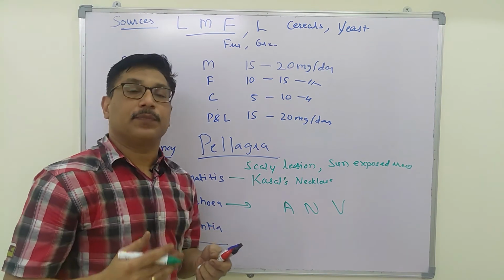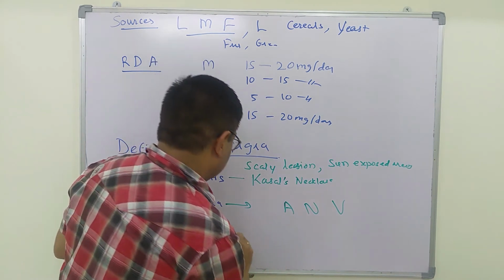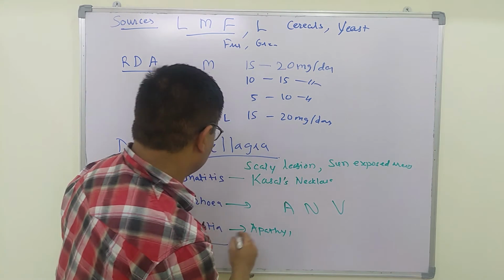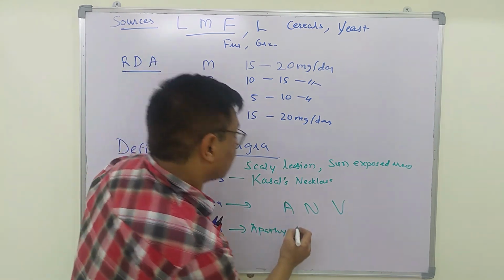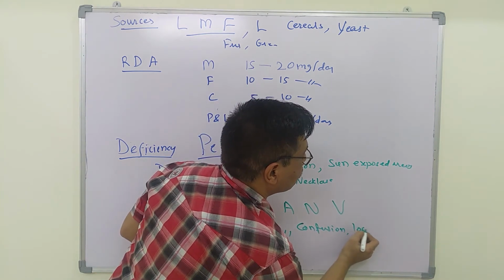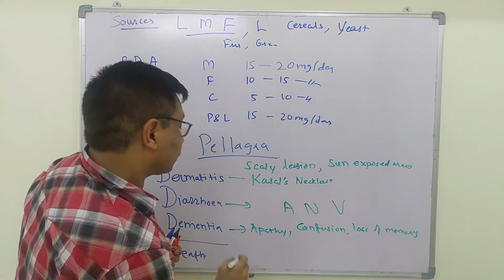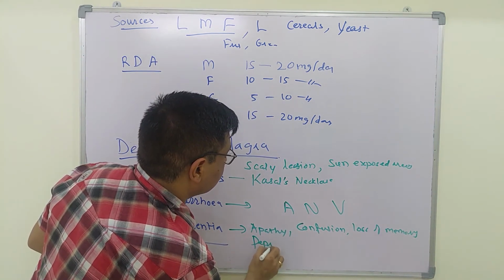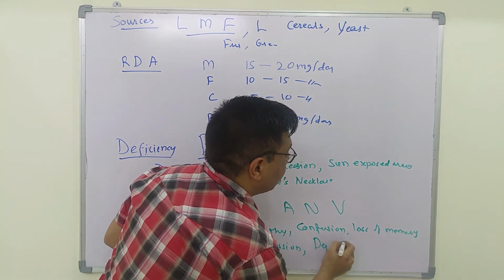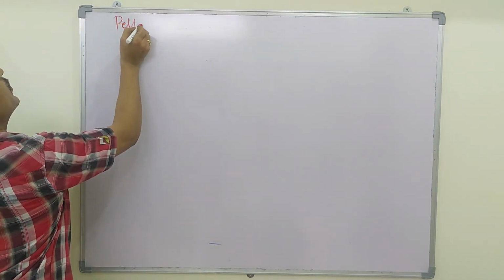Then coming to dementia. Initially, there is apathy, loss of interest in the surrounding, then confusion, loss of memory, then depression, leading to depressive psychosis. Why does this deficiency occur?